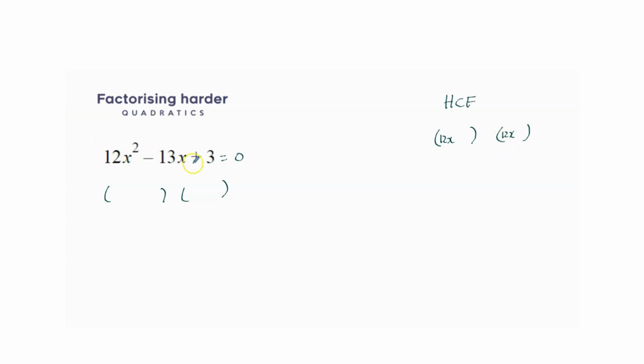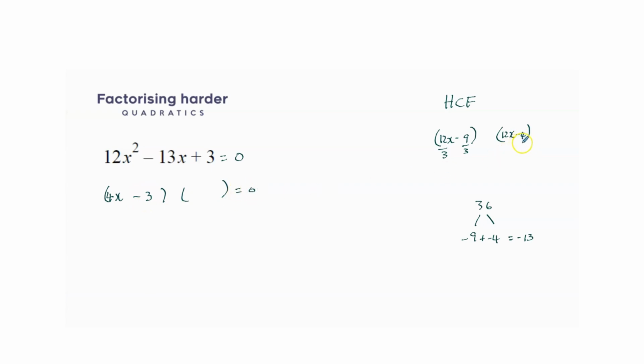We use this 12 to multiply by positive 3, so that's going to give us 36. So we want the factors of positive 36 that give us minus 13. We know that 9 times 4 gives us 36, and when we add them together we get 13, so that should be minus 9 and minus 4, which gives us minus 13. So these are the factors we need. The highest common factor of 12 and 9 is 3. So 3 into 12x gives me 4x, and 3 into minus 9 gives me minus 3.